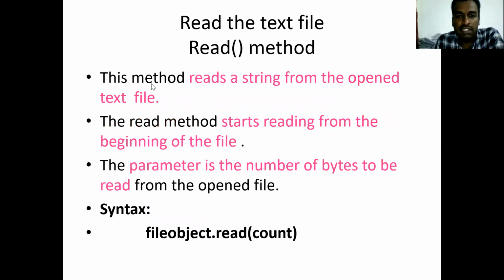Next one, reading the text file using the read method. This method reads a string from the open text file. The read method starts reading from the beginning of the file. So when using the read method, the file pointer starts to read the content from the beginning of the file. The parameter is the number of bytes to be read from the open file. The syntax for the read method is file object dot read of count. This is the syntax.